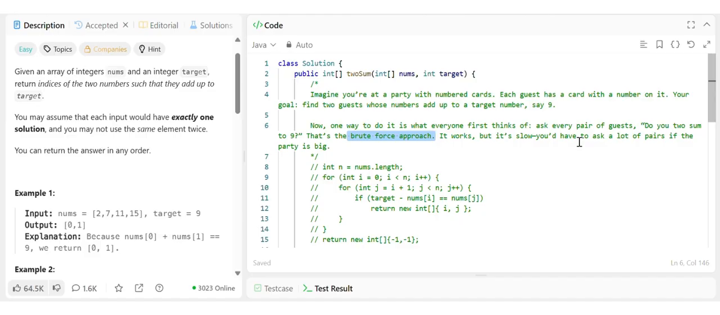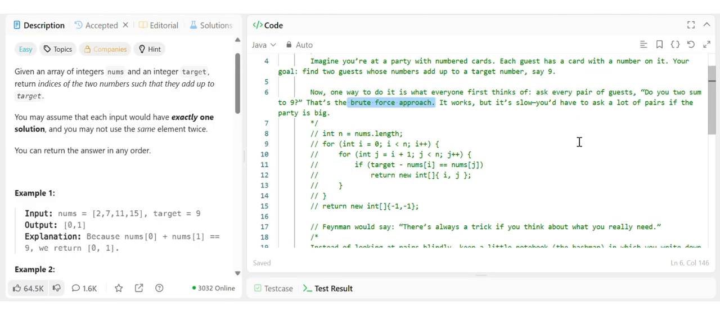That is, if you have a lot of guests in the party, it would be very difficult to check which two guests' numbers add up to the target. So this is not a very good approach. Okay, let us review the code.